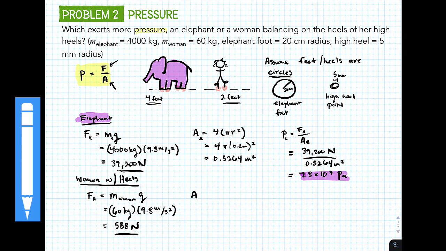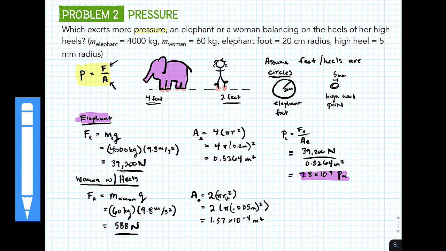And then the area is now the area of the heel. Remember, women have 2 feet in this case, and times pi r squared. That's the area of the circle. We're going to use the radius of the heel this time. So that's 2 times pi 0.005 meters squared, because that's 5 millimeters. And so the area of the two heels is going to be 1.57 times 10 to the negative 4 meters squared. So that's pretty small. You can see this is much smaller than this.